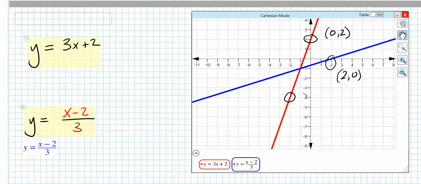-2, -4. -2, -4. Okay, now look at the blue graph. -4, -2. Oh. That's just like a coincidence. Yeah, it's not a coincidence. That's a really cool thing. Okay? Now here's the point that I really want to make.